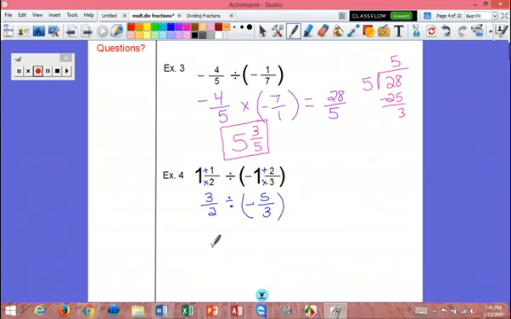Now, again, we have to flip the second fraction and multiply. So the reciprocal of -5/3 would be -3/5. Changing this to multiplication, and the first fraction stays the same. 3 times 3 is 9. 2 times 5 is 10. And that cannot be reduced. And we had a positive times a negative. Different signs. Well, originally it was division, but we had a positive divided by a negative. Different signs means a negative answer.